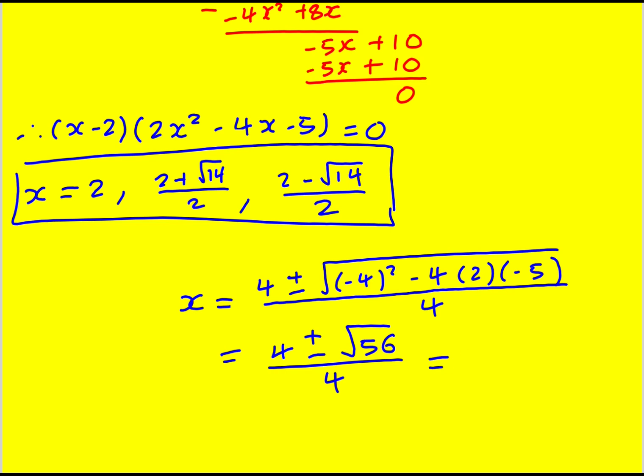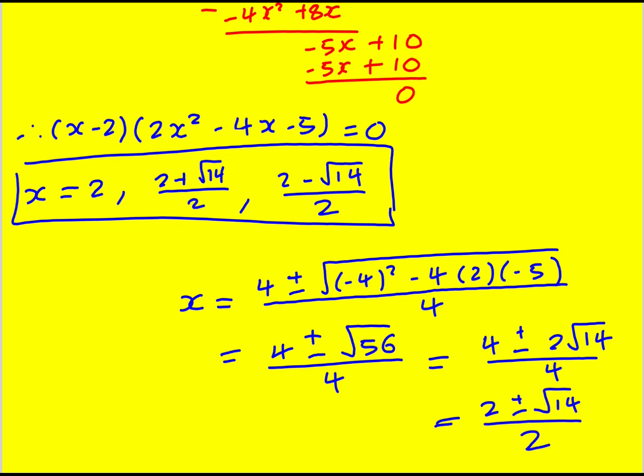And then I can simplify the surd potentially. Root 56 is, well, it's 7 times 8, so it's 4 times 14. So I can write it as root 4 times root 14 or 2 root 14. And then divide top and bottom by 2. Give 2 plus or minus root 14 over 2. Okay, a bit overboard there with that last little bit, but that's how you could do it by hand, essentially. Good.